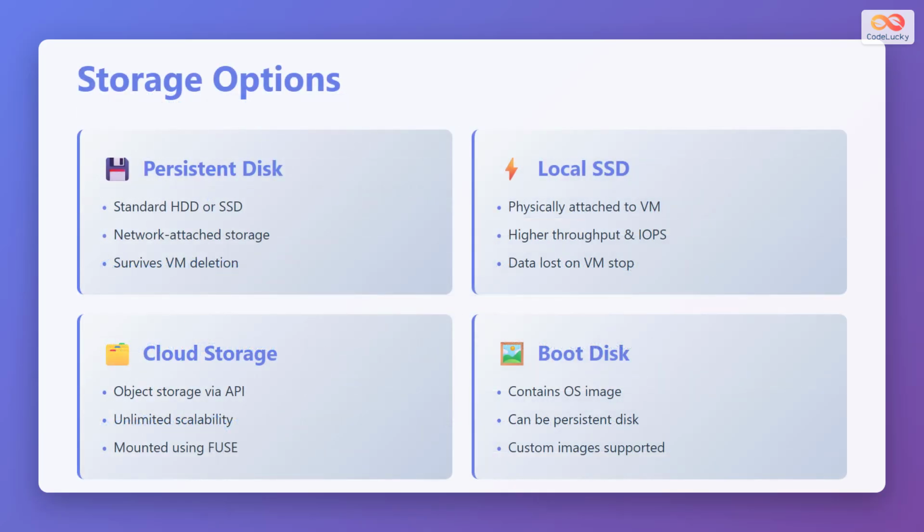Understanding storage options is crucial for designing your cloud infrastructure. Persistent disk is network-attached storage available in both standard hard disk drive and solid-state drive formats. It's durable, survives virtual machine deletion, and can be resized as needed. Local SSD, on the other hand, is physically attached directly to your virtual machine's host computer, offering higher throughput and input-output operations per second, but the data is lost when the VM stops.